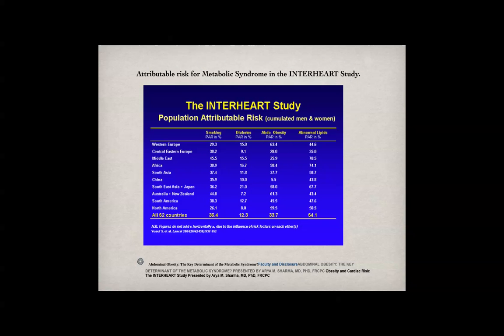All right. Really cool study, a prospective cohort study ongoing in Europe. It's called the INTERHEART study. They're collecting all kinds of data from Western Europe, different parts of Europe, the Middle East, Africa, Asia, Australia, and South and North America. And they're looking at attributable risks for a variety of conditions and risk factors: smoking, diabetes, abdominal obesity, and abnormal lipids. And you can still see that abnormal lipids are still the most significant attributable risk.